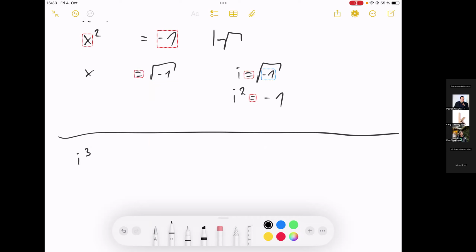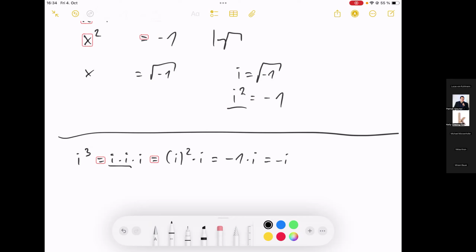You can think about this for a second for yourself. And we can actually now write this out. So i cubed is i times i times i. And we've seen that i squared is minus 1. So we say, well, this is i squared times i, because we just merged two of these. And i squared is minus 1. And we still have the i. So we can just say minus i.